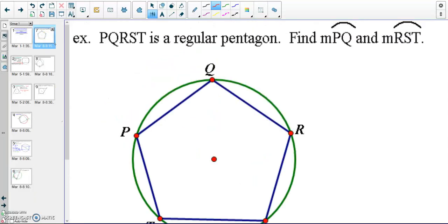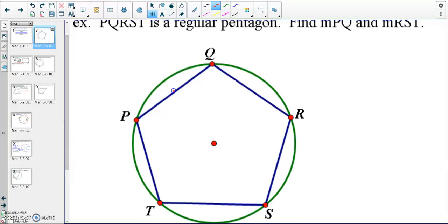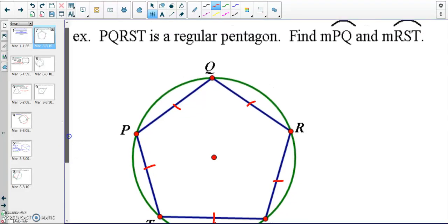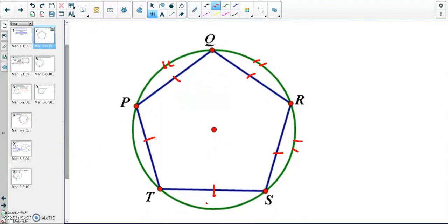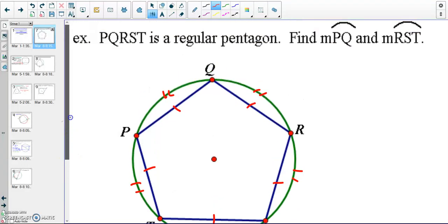All right, next problem here. It tells me it's a regular pentagon. Well, regular means all sides and all angles are congruent. You'll remember from earlier in the chapter, if you have congruent chords, you have congruent arcs. So all those arcs must be the same. It wants us to find the measure of arc PQ and arc RST.